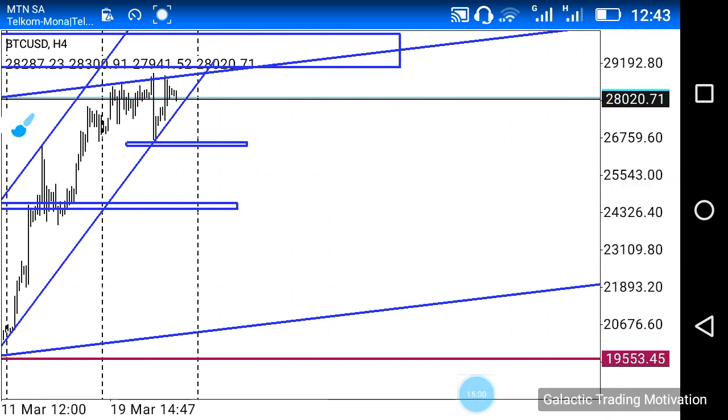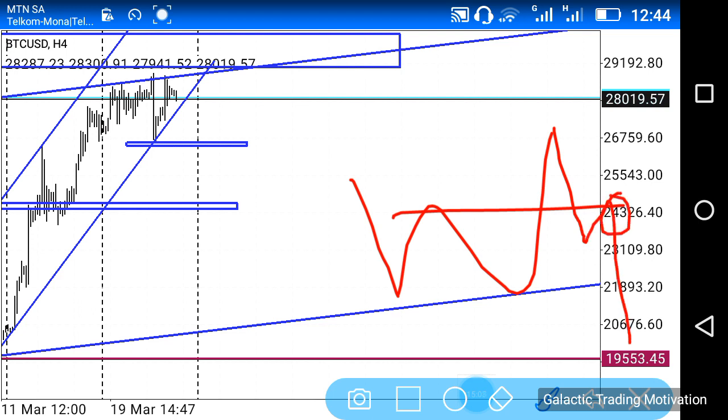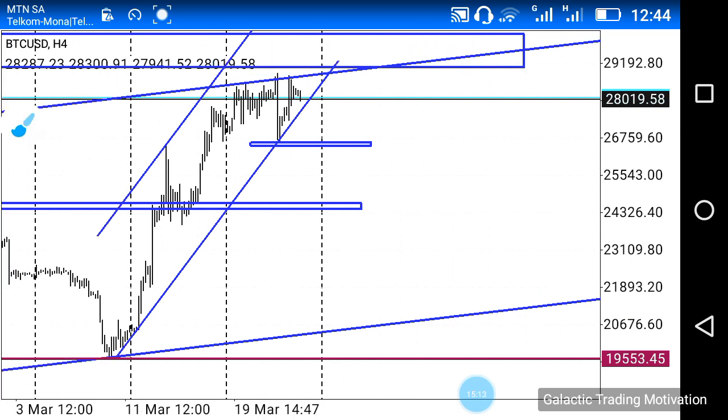Let me just actually redraw it. Right, if you're looking to sell, rather wait for the market to close below this W structure, and then potentially look for those selling opportunities. Right, so that is it, guys, as far as my analysis goes.